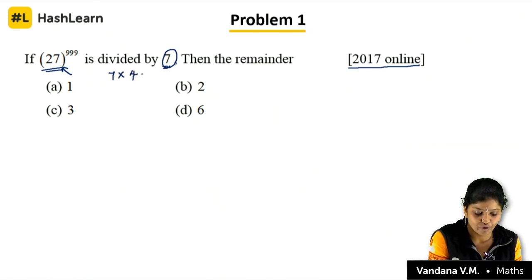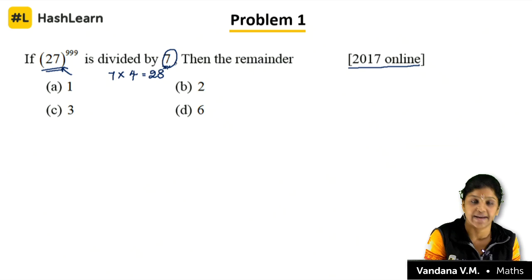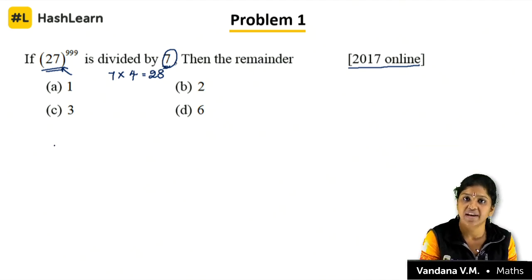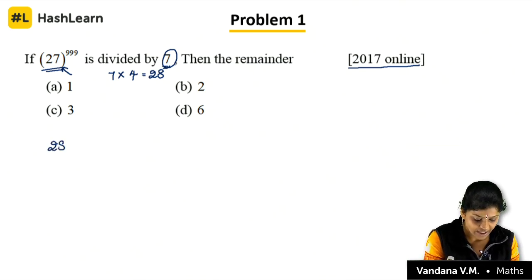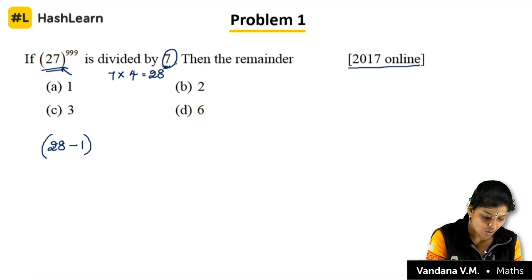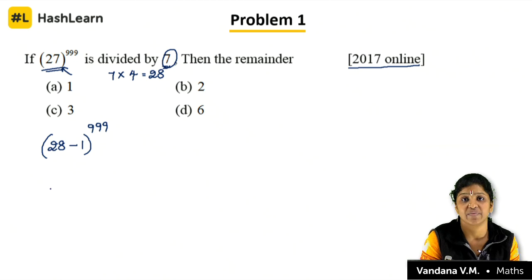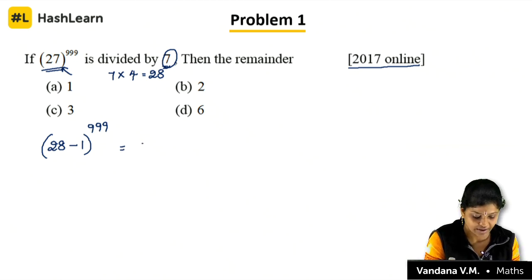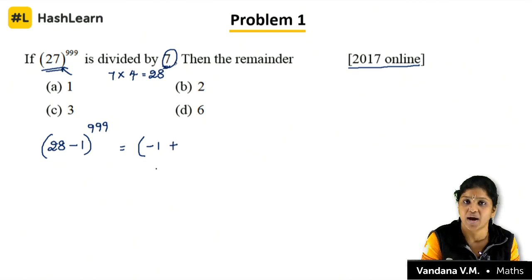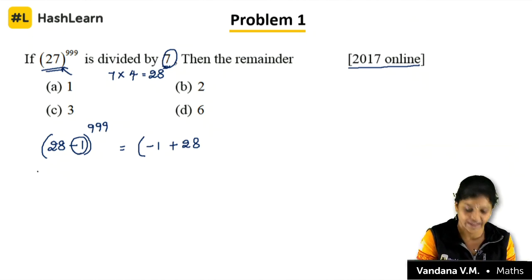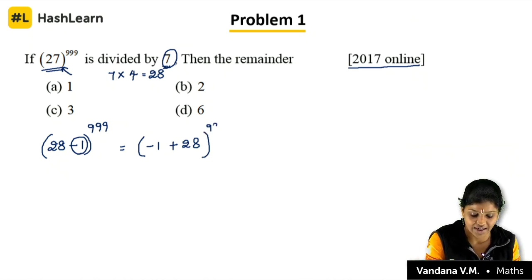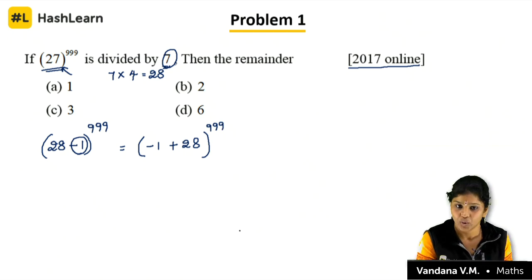Yes, 7 4s are 28. Now, I can change the question as 28 minus 1 whole power 999. For my convenience, I am going to write this as minus 1 plus 28, I am writing first this term and then the 28, whole power 999. Why I wrote it this way, I will tell you.